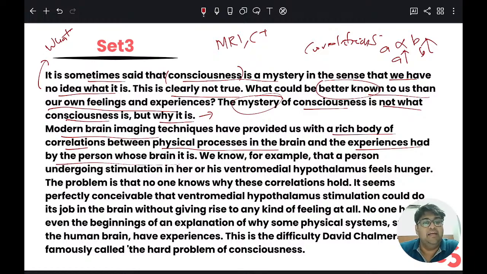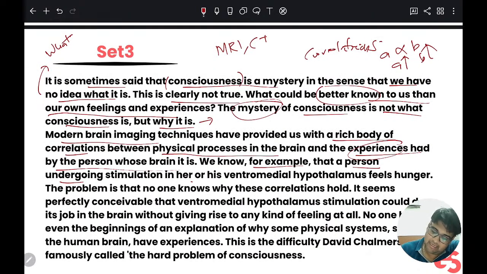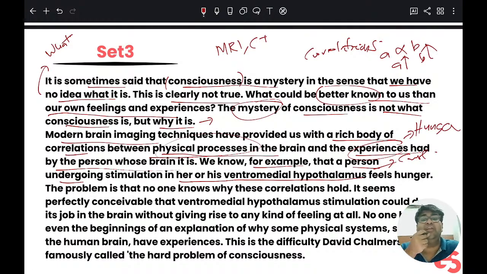We know, for example, that a person undergoing stimulation in his or her ventromedial hypothalamus feels hunger. A person who's feeling hungry, that is the experience he's having. The stimulation in the ventromedial hypothalamus is the cause. That is the physical process that is happening, and the experience he is having is hunger. Okay, fine. The problem is no one knows why these correlations hold.